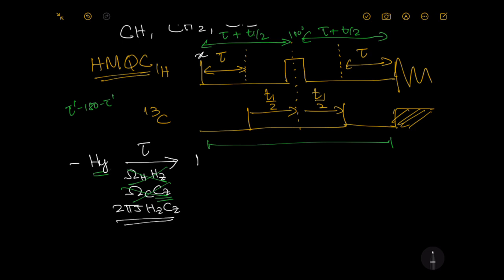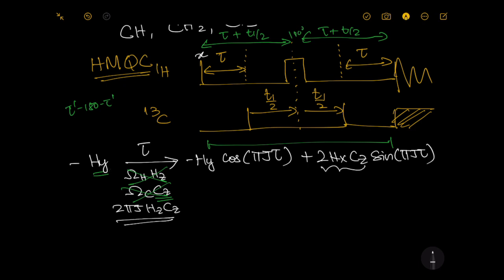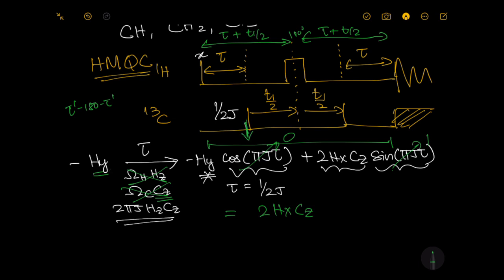So if you evolve this with scalar coupling, you get cos pi J tau plus 2HxCz sine pi J tau. Since you want the coherence to be transferred from the proton to carbon, this is the term of interest, while this is a term that we do not bother about. So in order to make the cos part 0 and the sine part 1, we set tau equal to 1 over 2J. Then this goes to 0 while this goes to 1, and therefore you finally get 2HxCz at the end of this portion in the pulse program.